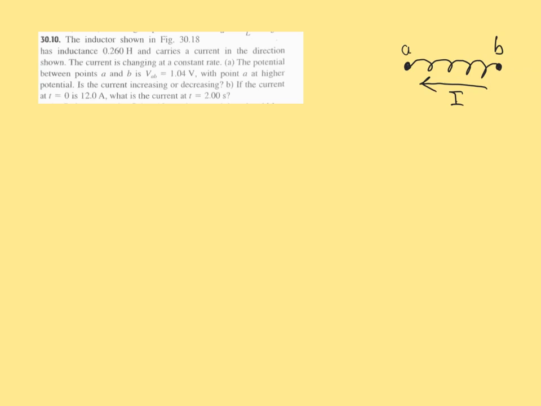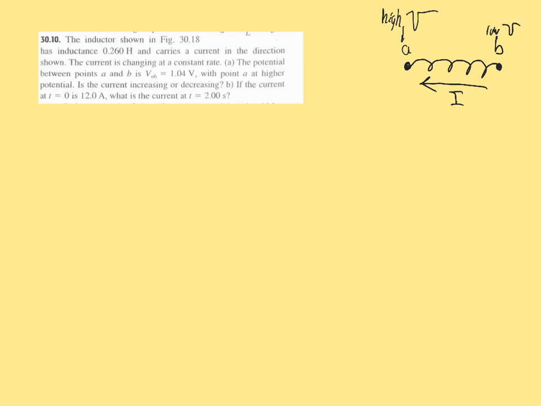And they tell us that the potential from A to B is 1.04. And this is actually going to have the higher voltage. They say that A actually has the higher voltage. This one's going to have the lower voltage. Okay. So then they ask, is the current increasing or decreasing?